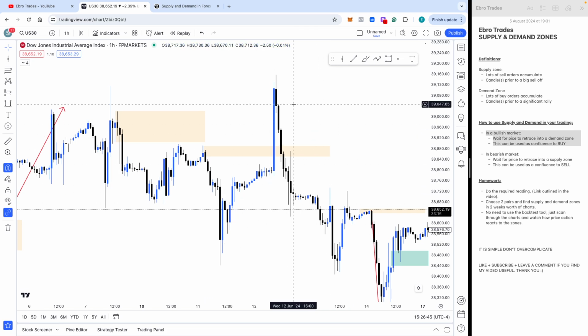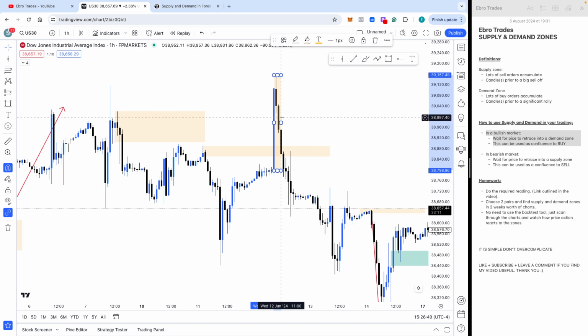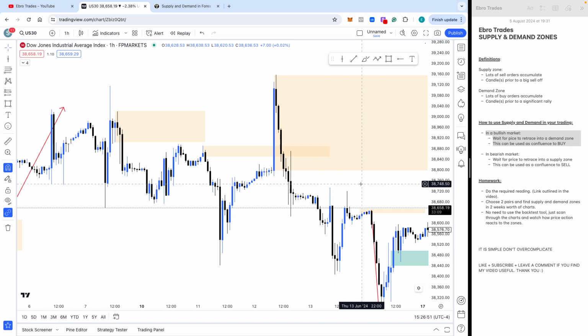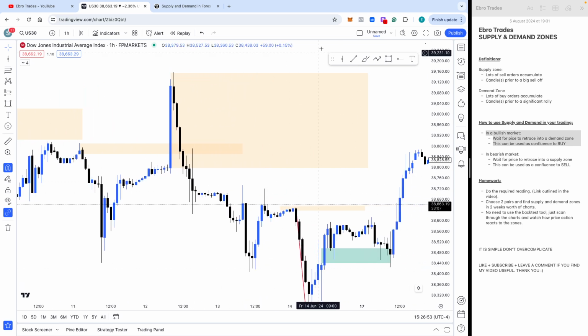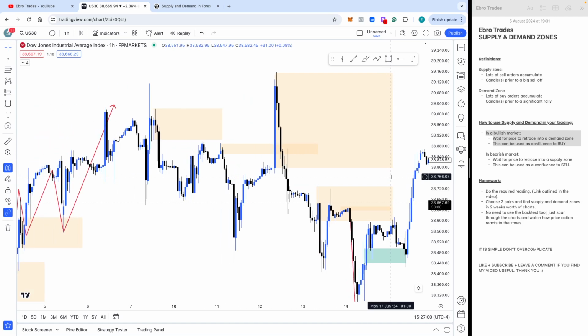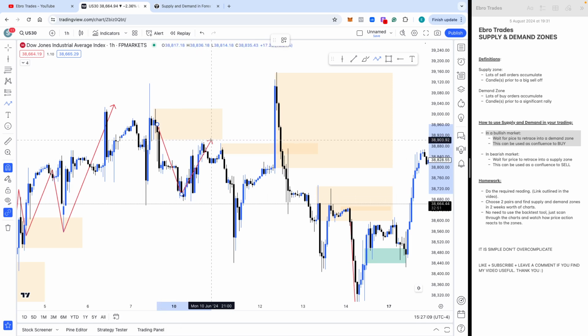Okay, where else am I seeing a supply zone? I see a supply zone. You could say that all of this is a supply zone. Where else? A supply zone over here. Now again, similar concept to last time. What is price doing? It's coming down. It's almost tapping into the supply zone. Trending down again. Comes up. Trends down again.